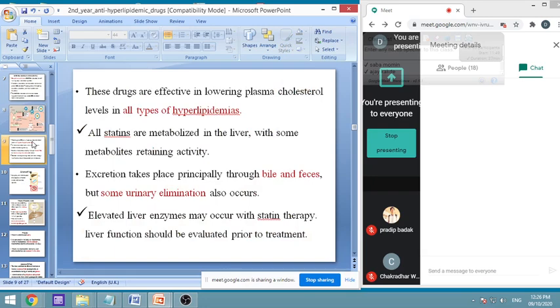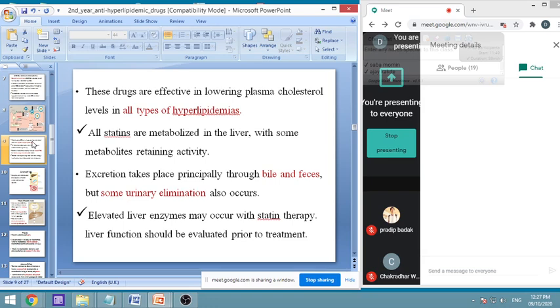They are most active and very common. They are used in almost all kinds of hyperlipidemias. They are very potent in nature, and almost always part of the treatment. All statins are metabolized in the liver. Some of the metabolites, you can have the table as I told you earlier, a pharmacokinetic table we can make. Excretion takes place principally through bile and feces, but some urinary elimination can also occur. Statin therapy causes elevation of the liver enzymes, and therefore liver function should be evaluated prior to the treatment, and in between during treatment.